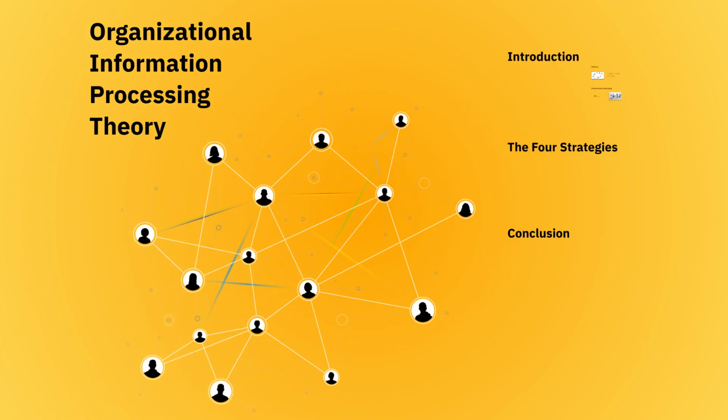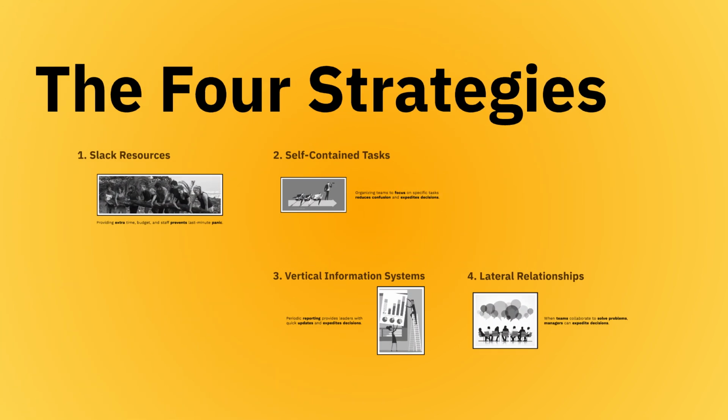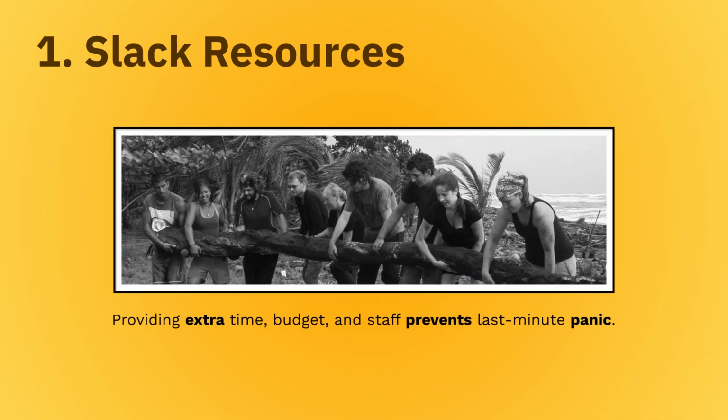Now that you understand a little bit about the background and what OIPT is, let's talk about the 4 strategies that OIPT proposes. First, create slack resources. It's kind of obvious that 10 people carrying a log instead of 2 is going to be a lot easier. Well, by providing extra time, budget, or staff capacity for unexpected hurdles, managers can prevent last-minute panic when new challenges come up.